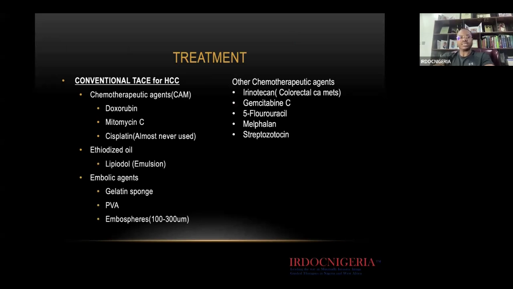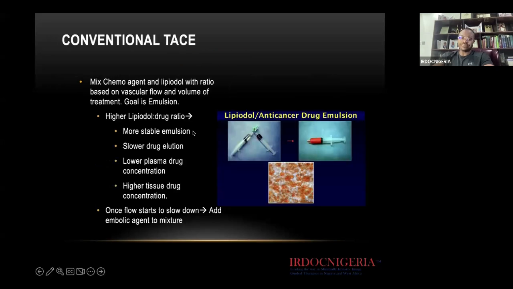When you talk about conventional TACE in HCC, we typically use doxorubicin as our chemotherapeutic agent. And in colon cancer, we typically use irinotecan. And with conventional TACE, what we're doing is mixing the chemotherapy agent with an emulsion oil called Lipiodol. Lipiodol is an oil which we also call liquid gold because it's so expensive. When you mix the oil with the chemotherapeutic agent, it gives you a more stable emulsion. It gives you slower drug elution when you inject it into a patient, lower plasma concentration also, because it basically stays in the liver where you left it, and higher tissue concentration.